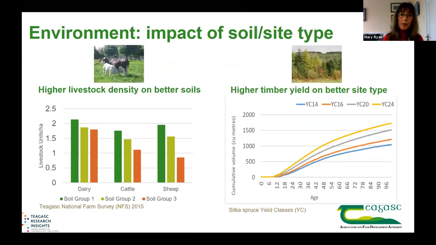As an example of this, if we look at soil type for agriculture and site type for forestry, we see on the left-hand side, if you look at the green columns, on the best soils, there's higher livestock density on farms, and this allows for greater productivity. On the right-hand side, you'll see that the highest yield classes or timber production are on the better site types. So you have higher timber yield on better forest site types.